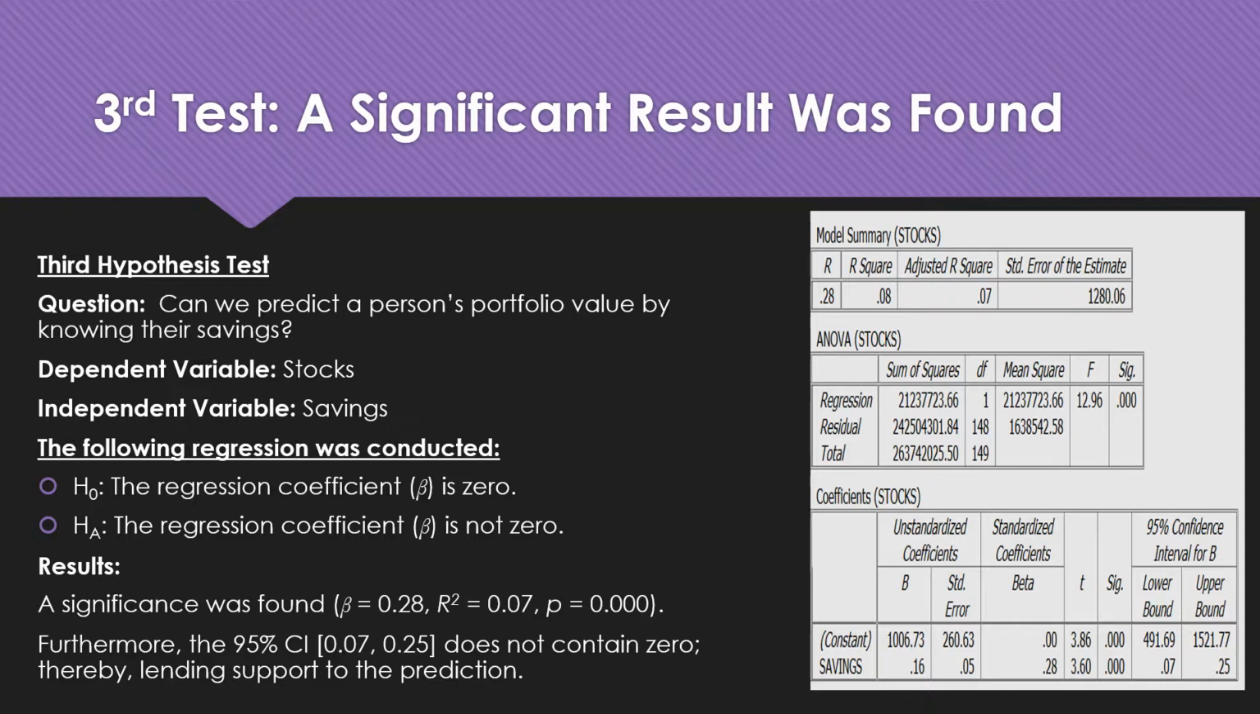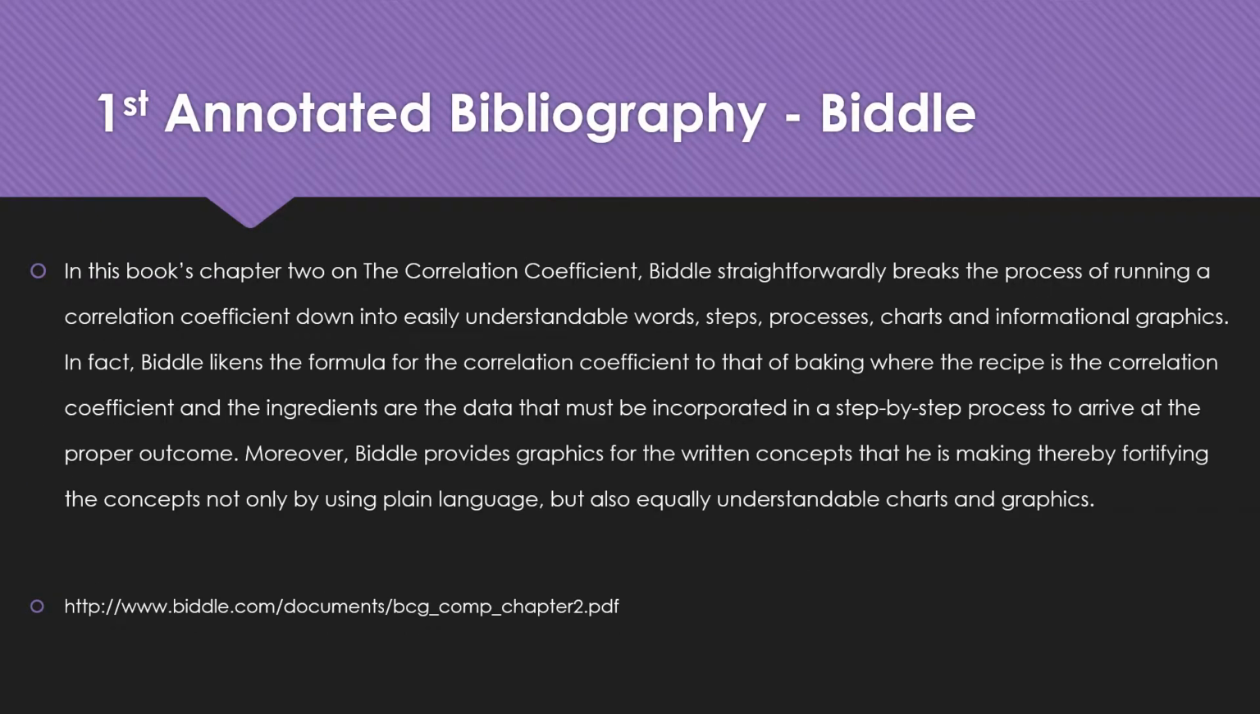The coefficient interval had a lower bound of 0.07, while the upper bound was 0.25. So again, this does not contain 0, thereby lending support to the prediction. Now let's jump into the annotated bibliography portion of this presentation.